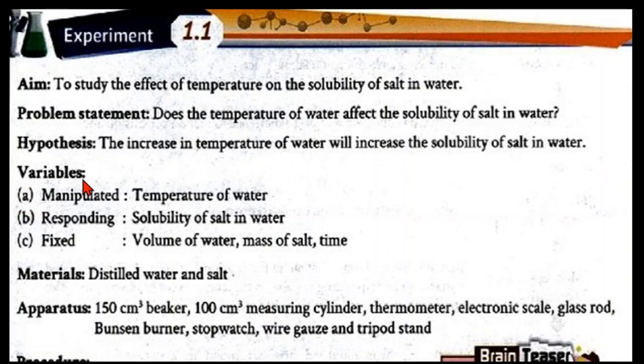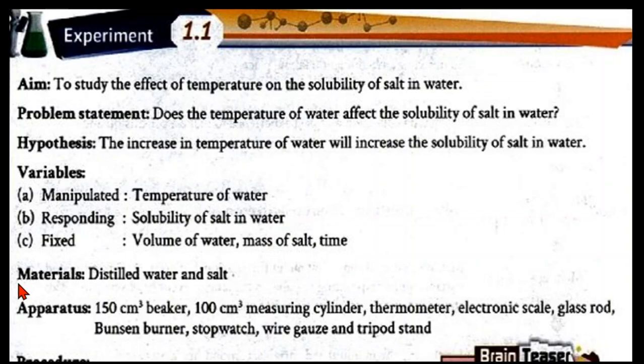And then variables, we have 3 types of variable. Manipulated, responding, and fixed variable. Manipulated, tadi sudah temperature of the water. Responding is the solubility of salt in water. Fixed, you need to fix this one. Volume of the water must be fixed. Mass of the salt must be fixed. Time also must be fixed.